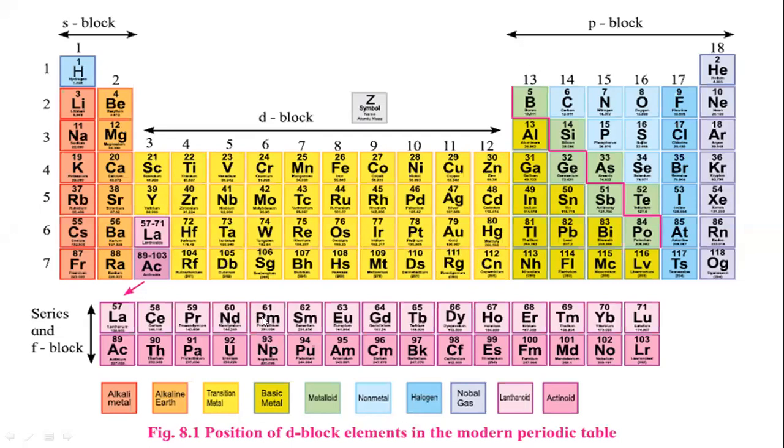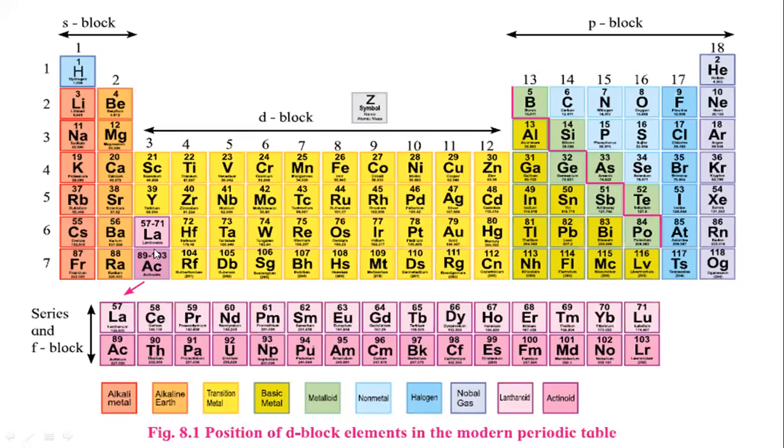because in these the electron enters in the f orbital. In all the lanthanides, electron enters in the 4f orbital, and in case of actinides, electron enters in the 5f orbital. So these two series, that is atomic number 58 to 71 and atomic number 90 to 103, contribute to the f block elements. Remember, these two series.